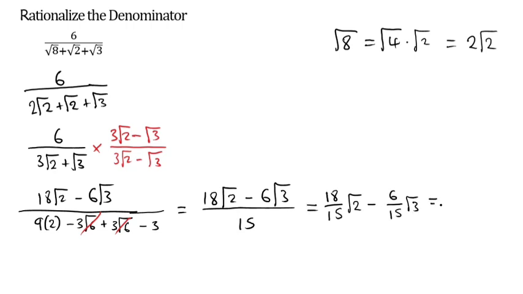So our final answer will be: a number that can go into 15 and 18 is 3. So 3 into 18 is 6. 3 into 15 is 5 root 2 minus 3 into 6 is 2. 3 into 15 is 5 root 3. So there we have it.